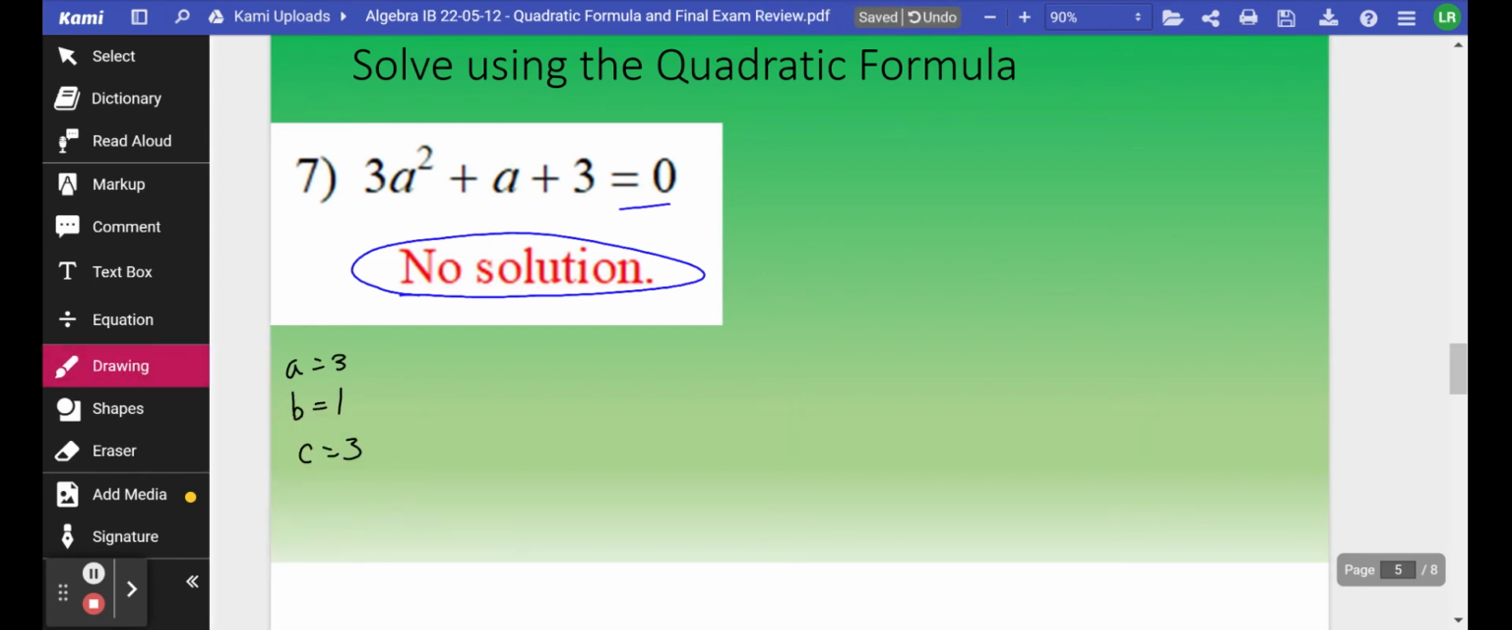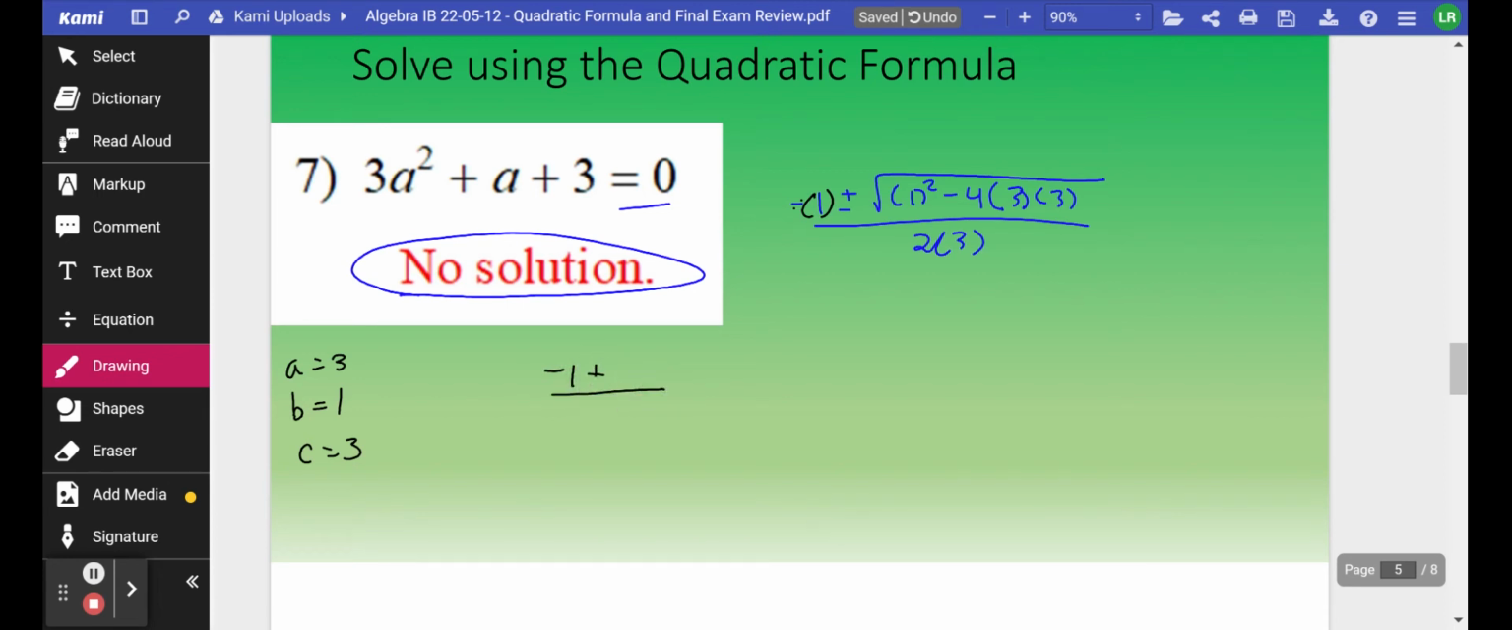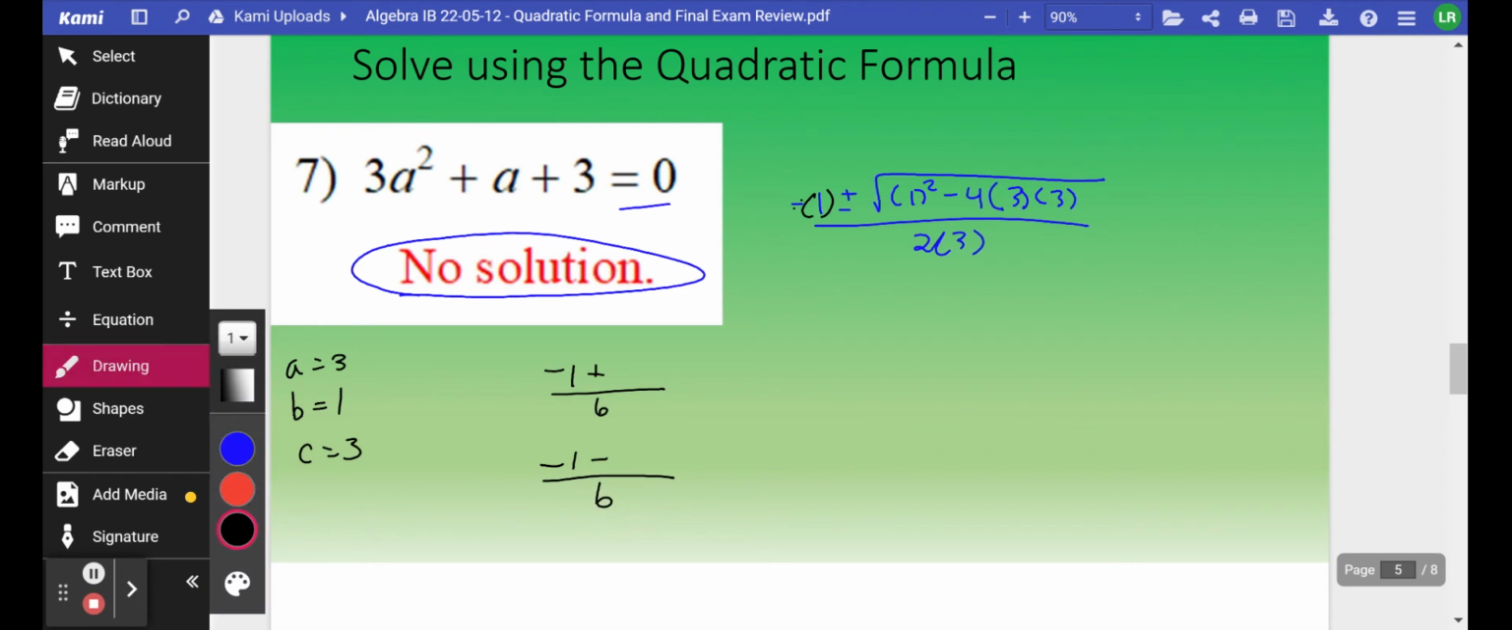So I have negative 1 plus or minus the square root of 1 squared minus 4 times 3 times 3, all over 2 times 3. Now, when I go to write my two fractions, I would have negative 1 plus something over 6 and negative 1 minus something over 6. Well, we have to figure out what that something is.